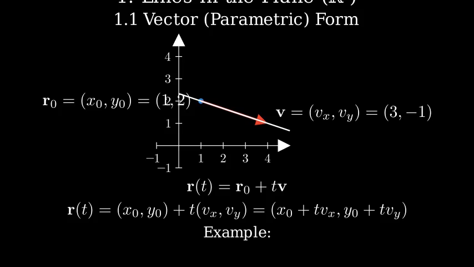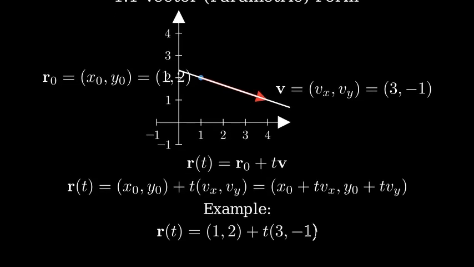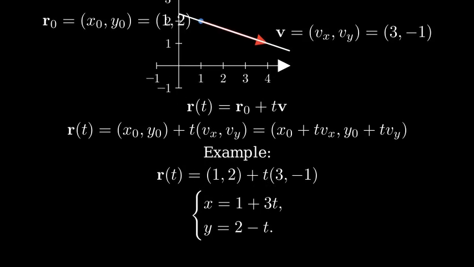Suppose we want to find the equation of a line that passes through the point (1, 2) and has a direction vector of (3, -1). We substitute these values into our parametric form. r(t) = (1, 2) + t(3, -1). Writing this in component form, we get x = 1 + 3t and y = 2 - t.